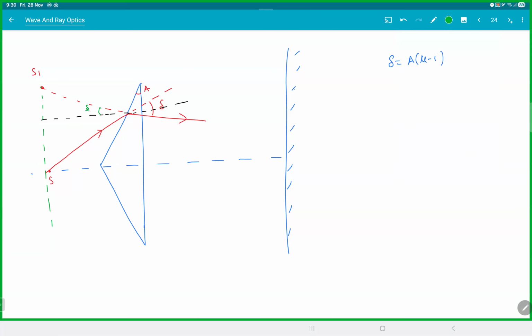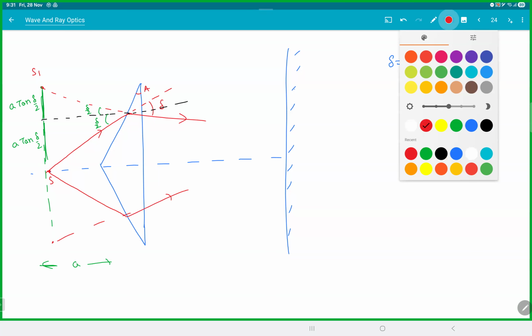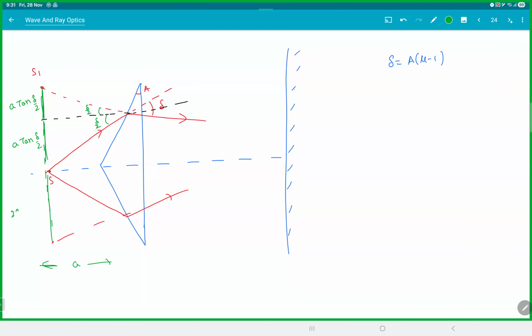So this angle will be delta by 2. This angle will be delta by 2. That should be the midpoint. I didn't draw properly. Let's say this distance is A. Again, it's a thin prism. You can actually ignore the thickness. Then this distance will be A tan delta by 2. This distance also will be A tan delta by 2. Similarly, I can do the same thing for a light ray which is going down. This also will be A tan delta by 2.